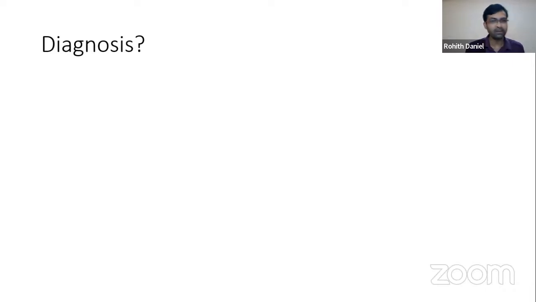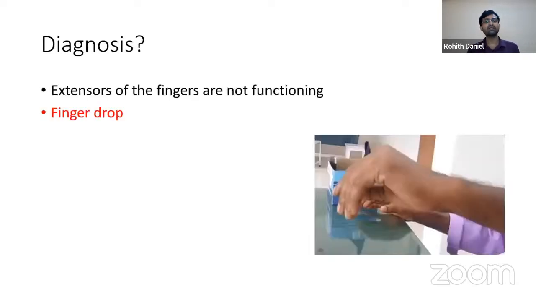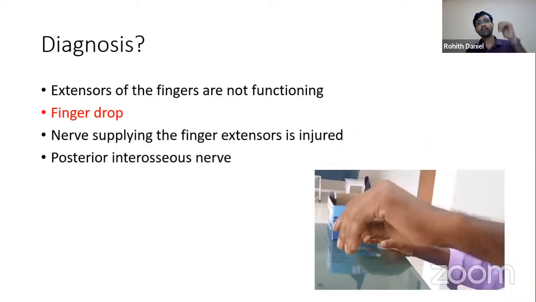Absolutely. Thank you, Dr. Abarna. You're absolutely right. The patient has a finger drop, isn't it? Finger drop. His extension of fingers is lost. This is what you call finger drop. This occurs because of paralysis of your posterior interosseous nerve. Very good answer. Posterior interosseous nerve injury, which is a pure motor nerve. That is why there are no sensory deficits.